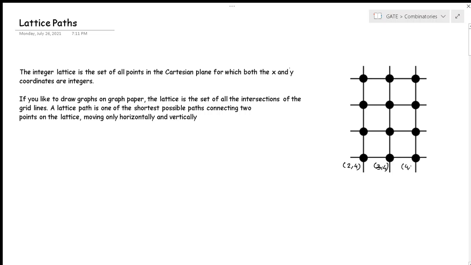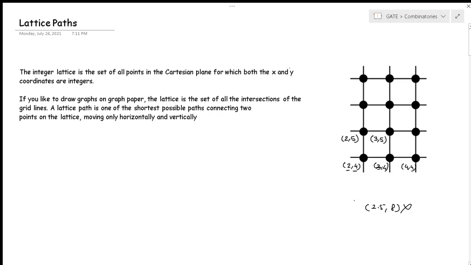Now here we didn't move along the x-axis, so this will be 2, but we moved along the y, so this will be 2 comma 5. Similarly this will be 3 comma 5, and so on. What is important is that both the x and the y coordinates are integers. So 2.5 comma 8 won't be a part of it.